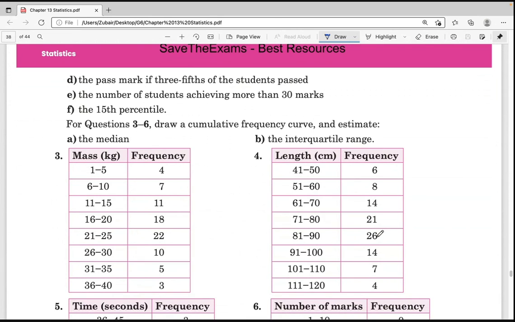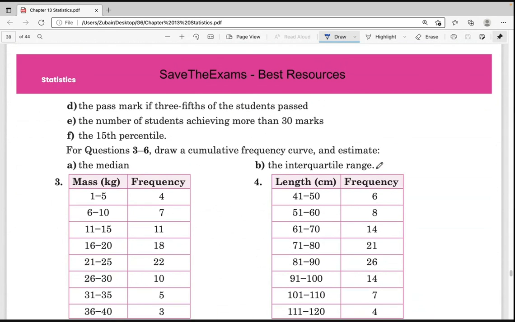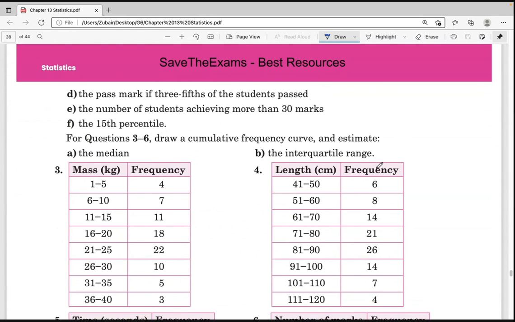When was our exam? 22, 26 something. Not 26. And when is the first exam? 16. So today is 8. Our one chapter is left. Hopefully we'll be able to do it in the next class. And before the exam, we can do past paper practice.